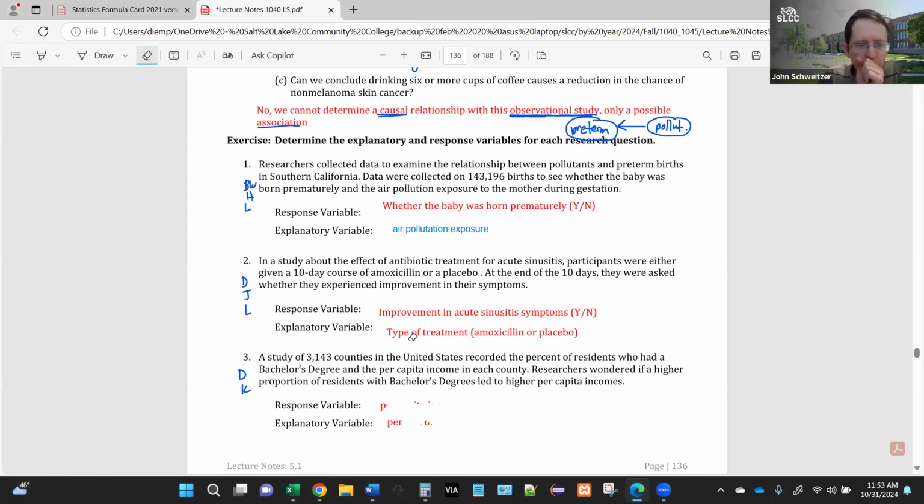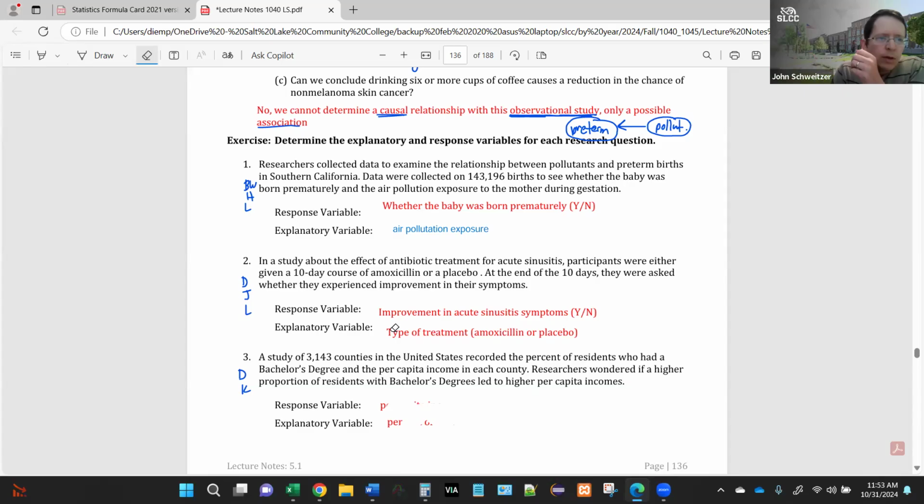No worries. So we've got 3,000 counties, and they recorded the percent of residents who had a bachelor's degree and the per capita income in each county, right? And so there are 2 variables. There's bachelor's degree percentage, and then there's per capita income. And then they're trying to see if a higher proportion of residents with bachelor's degrees led to higher per capita incomes. You could call it education level and then the income level.